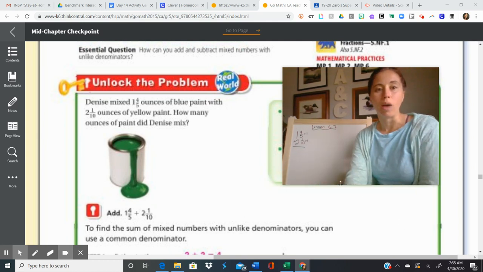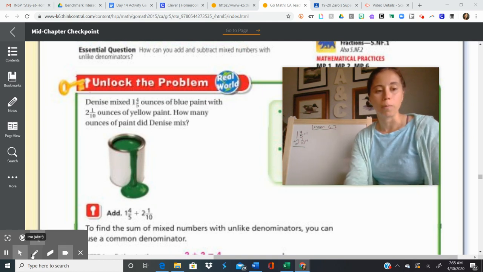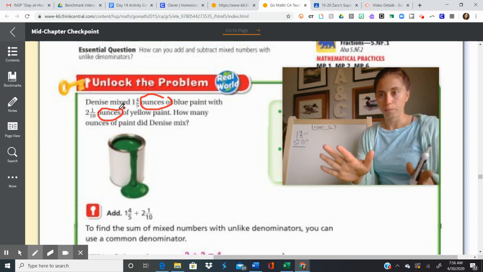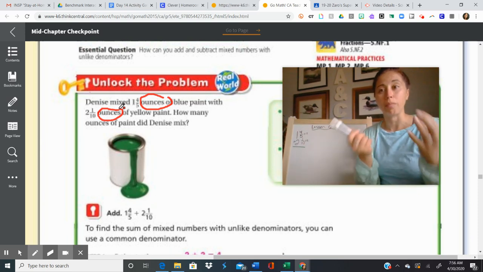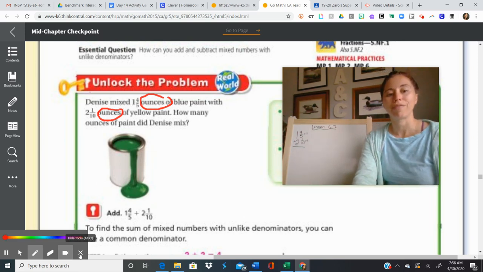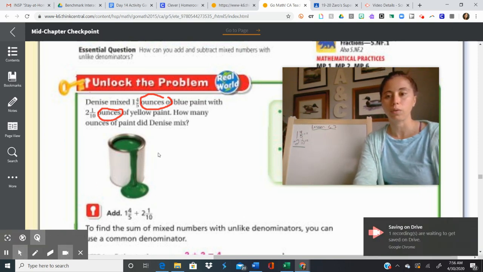So today our problem is Denise mixed 1 4/5 ounces of blue paint with 2 1/10 ounces of yellow paint. How many ounces of paint did Denise mix? So I'm going to use my little pen here, and I have 1 4/5 ounces, 2 1/10 ounces. Okay, so those are the same. So I know I'm talking about the same types of measurement, the same type of weight, but my fractions are different.